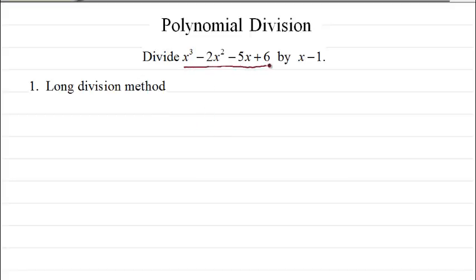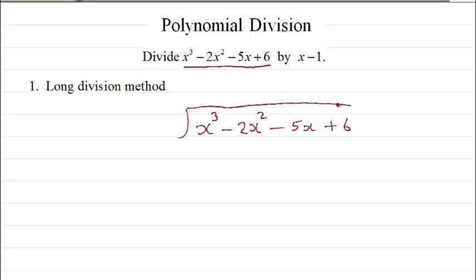the problem, which is called the dividend here: x cubed minus 2x squared minus 5x plus 6, and we're going to divide by x minus 1, which is called the divisor, so x minus 1 here. Now this is a cubic equation and this is linear, so our answer is going to be a quadratic equation.